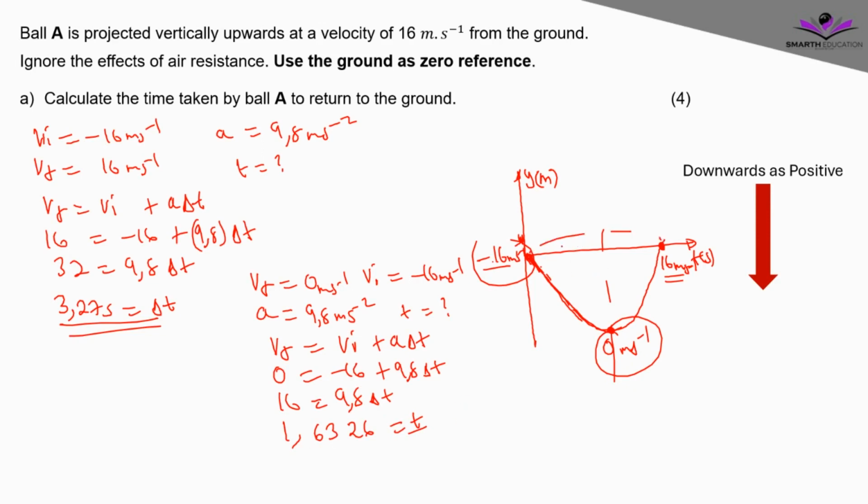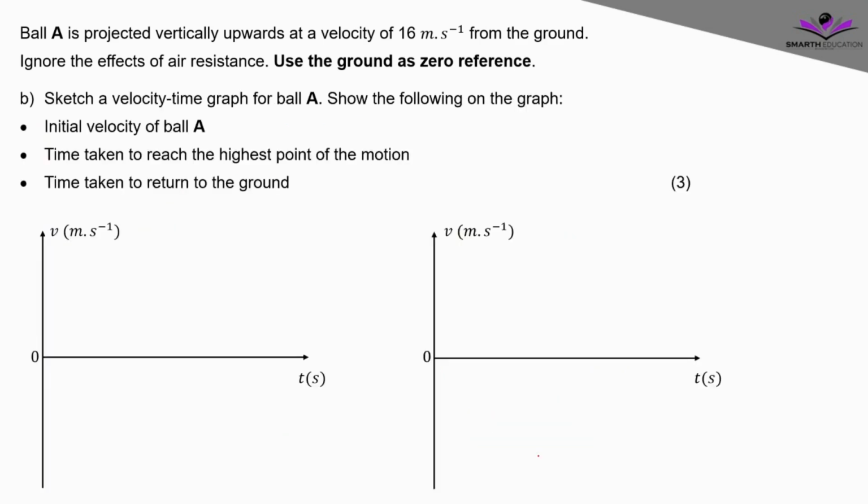Now to get the time from there up to there, we need to multiply by 2, since this is just for this part. So we multiply this by 2. What do we get? We get that our time is equal to 3.27 seconds. Let's do the last part.